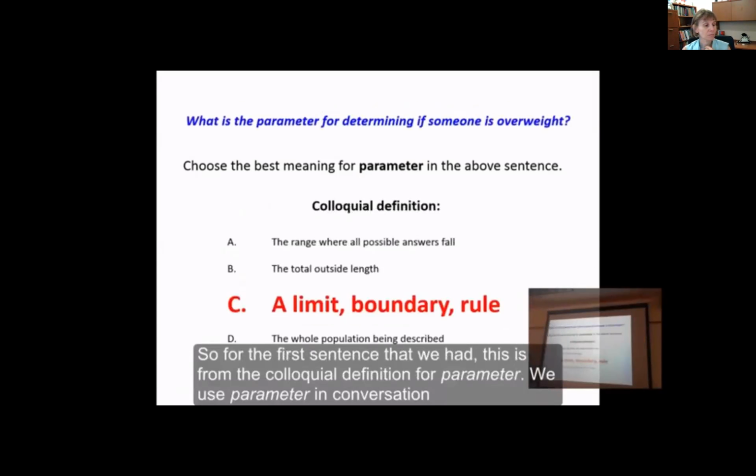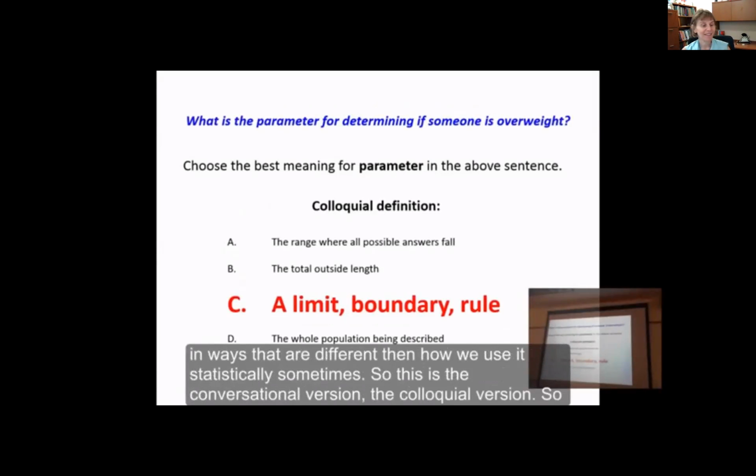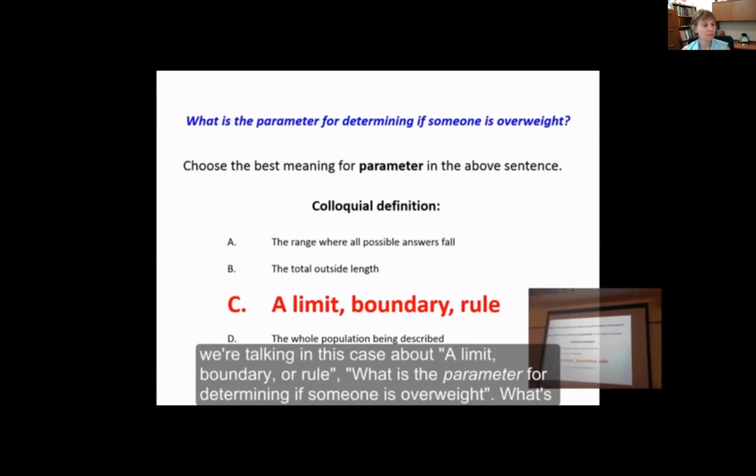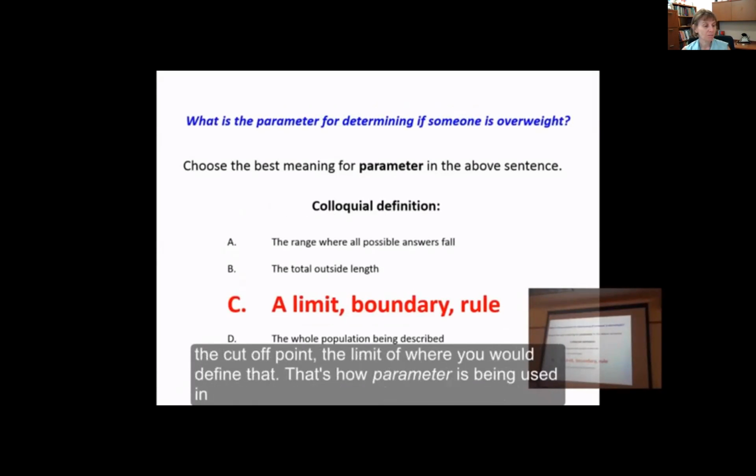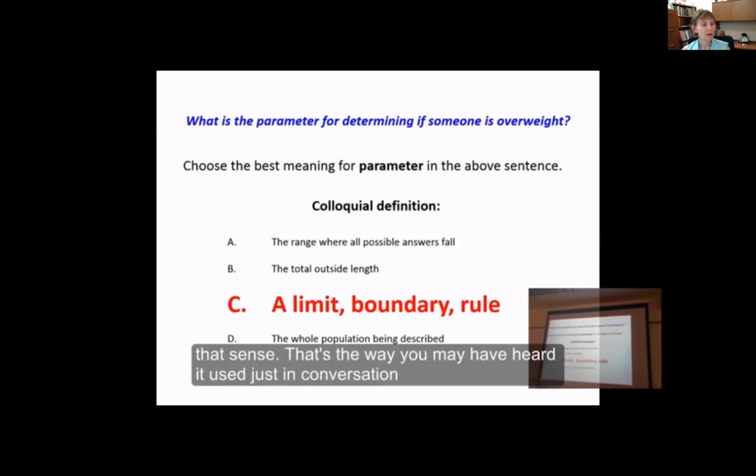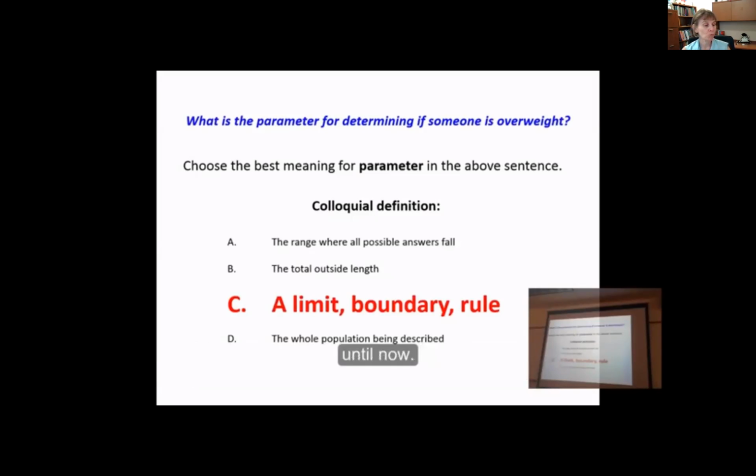So, for the first sentence that we had, this is from the colloquial definition for parameter. We use parameter in conversation in ways that are different than how we use it statistically sometimes. So this is the conversational version, the colloquial version. So we're talking in this case about a limit, boundary, or rule. What's the parameter for determining if someone is overweight? What's the cutoff point, the limit of where you would define that? That's how parameter is being used in that sentence. That's the way you may have heard it used just in conversation till now.